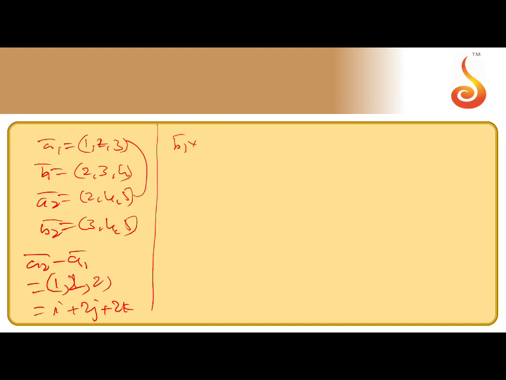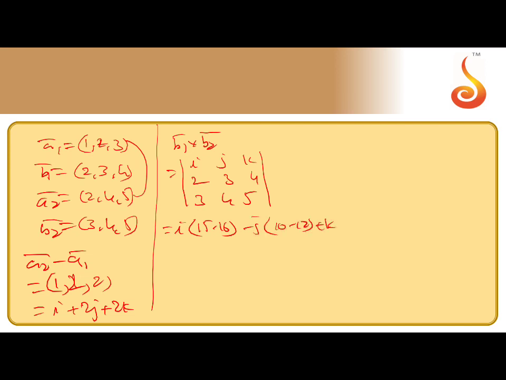Now we can find B1 cross B2. So B1 is i j k, first row i j k, then B1 is 2, 3, 4 and B2 is 3, 4, 5. You can find the determinant of this: i into (15 minus 16) minus j into (10 minus 12) plus k into (8 minus 9).